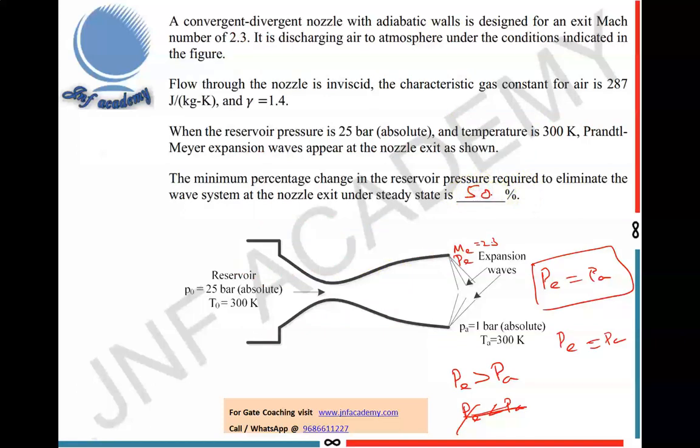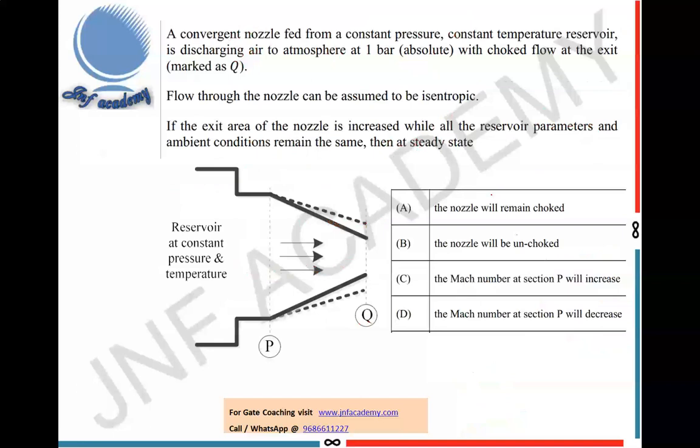Okay. This is slightly a tricky question. A converging nozzle fed from a constant pressure, constant temperature reservoir is discharging air into the atmosphere at 1 bar, with choked flow at the exit marked as Q. So they have clearly told that the flow has got choked.